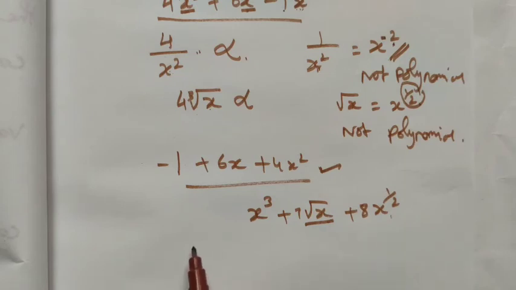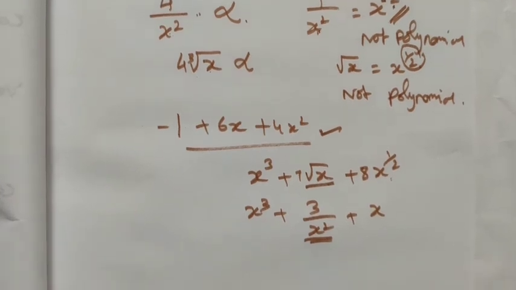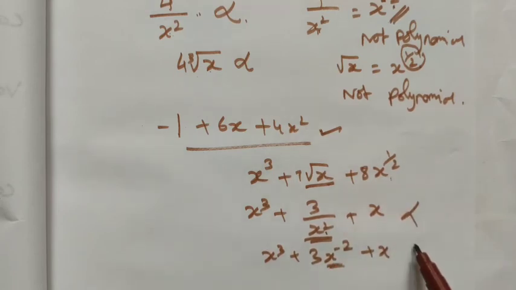And then the next one, x cube plus 3 divided by x square plus x. Here x square is in the denominator form. If I take it to the numerator, we get x cube plus 3 x power minus 2 plus x. So it is not a polynomial. These all are not polynomials.